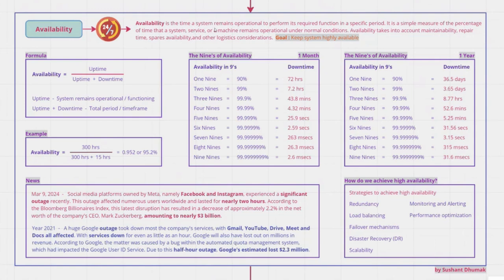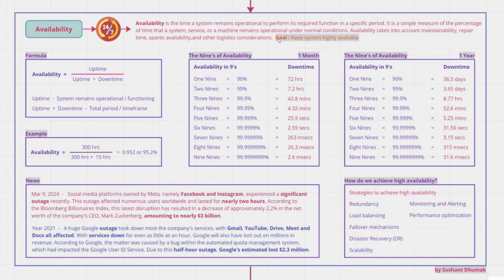It is the time a system remains operational to perform its required function in a specific period. It is a simple measure of the percentage of time the system, machine, or service remains operational under normal conditions, and it also takes into account all the other parts, like maintaining the system, repairing something, having spares, or other logistic considerations. So that's the pure definition of availability. Our goal is to see that our system remains highly available all the time.